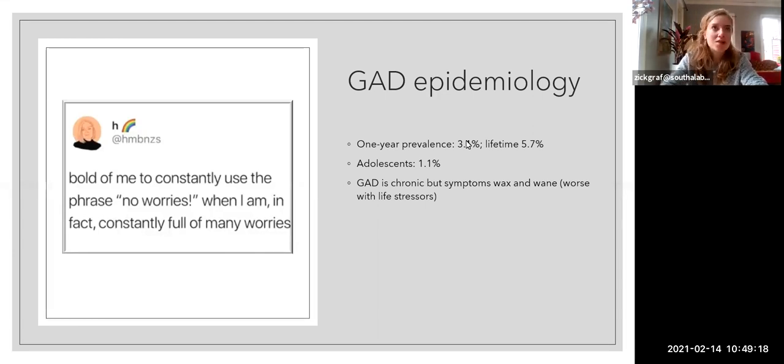So any kind of transition period, including the transition into puberty, the transition into college, the transition into various adult roles, all of these transitional times are times when an individual who's predisposed to having generalized anxiety disorder is more likely to have an exacerbation of their tendency to worry and to experience distress and impairment enough to make them meet criteria for GAD.